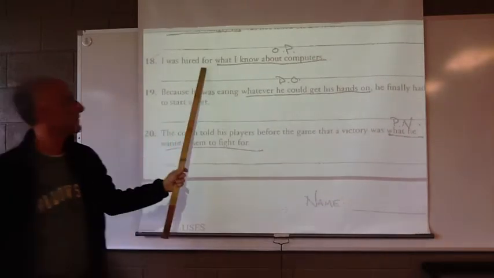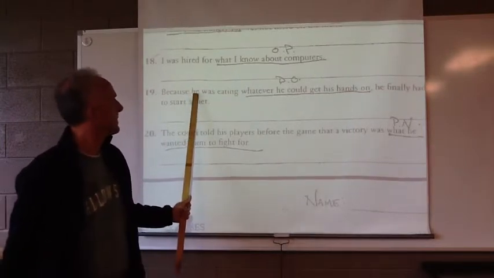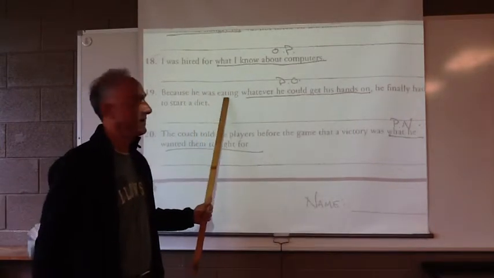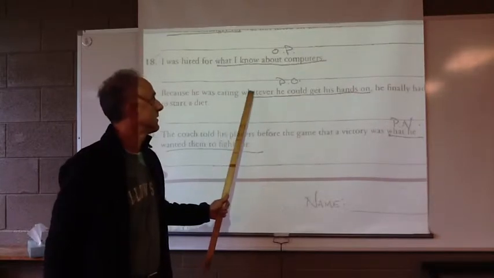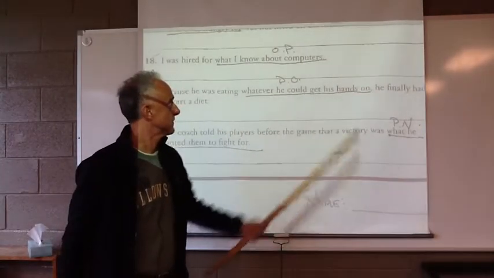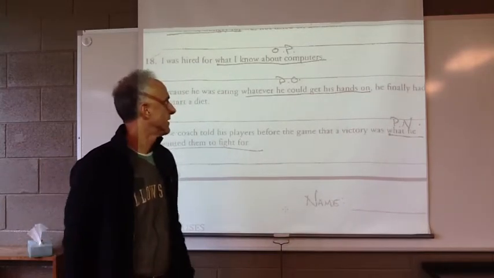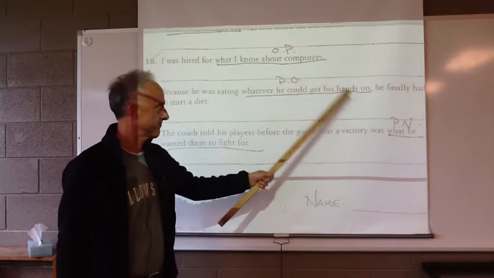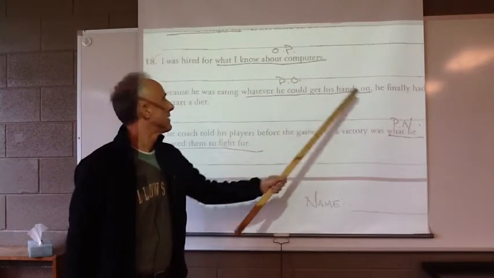Object of the preposition "for." "He," subject, "was eating," verb phrase, action. This, okay? "Whatever he could get his hands on." That's the idea. He was eating. This is the noun clause that is the direct object.